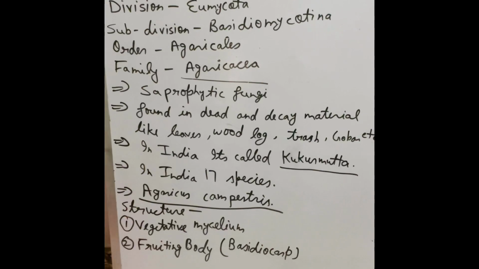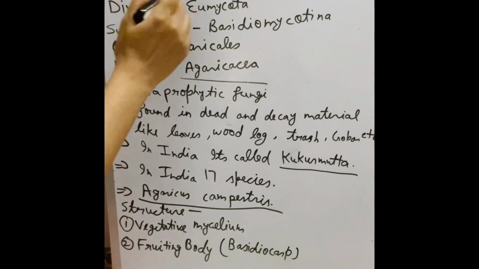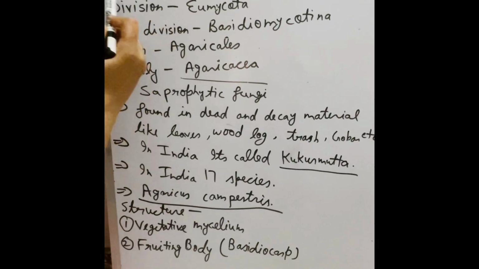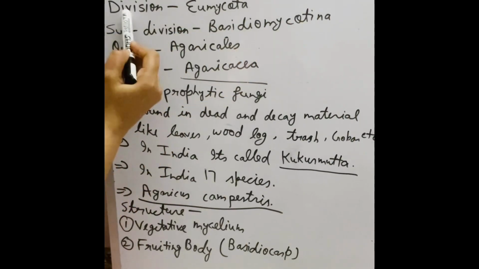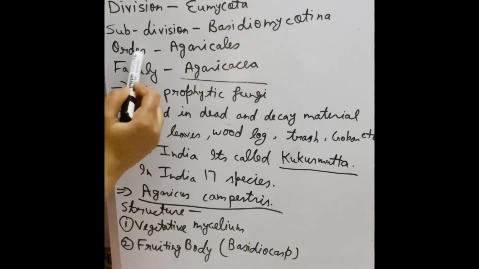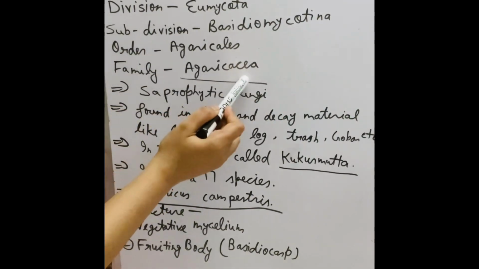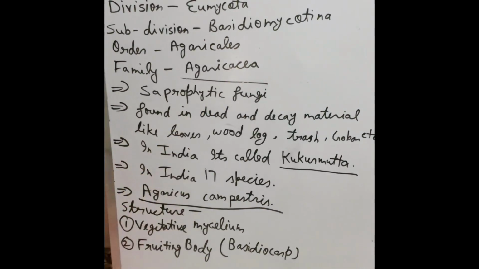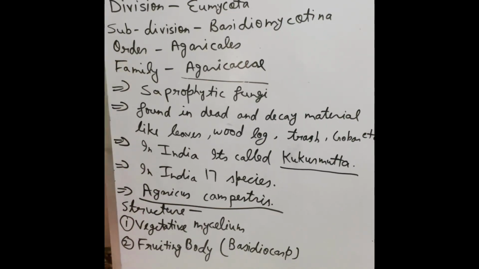Today our first topic is Agaricus. First, let's discuss the classification. The kingdom of Agaricus is Mycota, division Eumycota, subdivision Basidiomycotina, order Agaricales, family Agaricaceae, genus Agaricus.